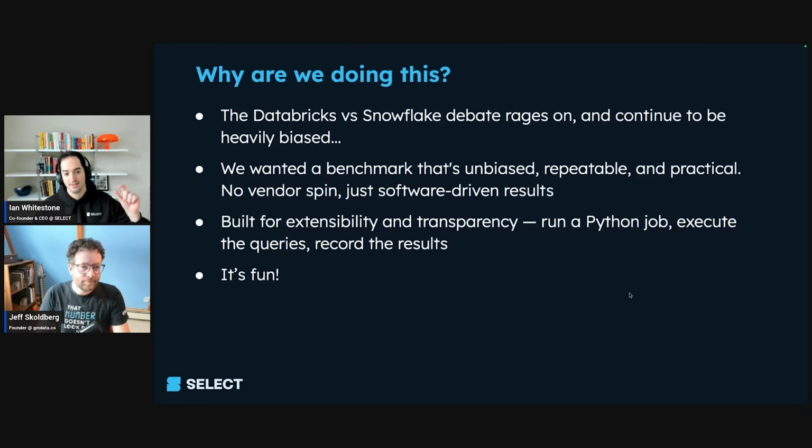There is a setup that's required, which Jeff will talk about. You need to load data into these two systems so that you can run these experiments, which is a little annoying. But once you have that, it's very easy to run these experiments. And honestly, the last reason for doing this is just a lot of fun.